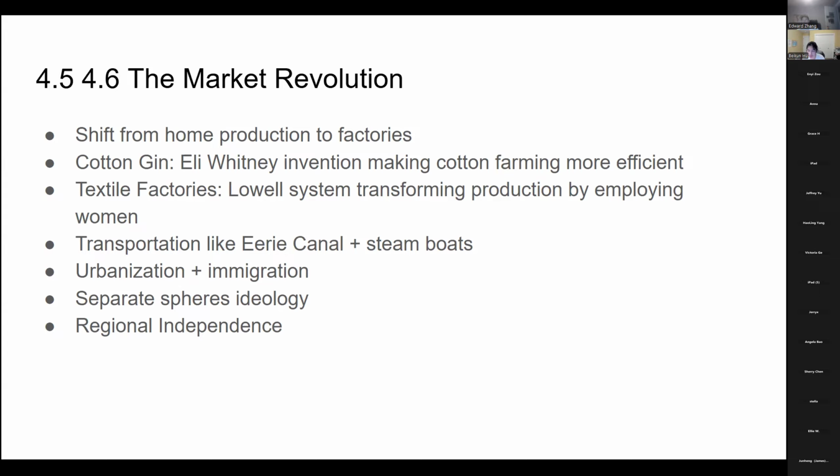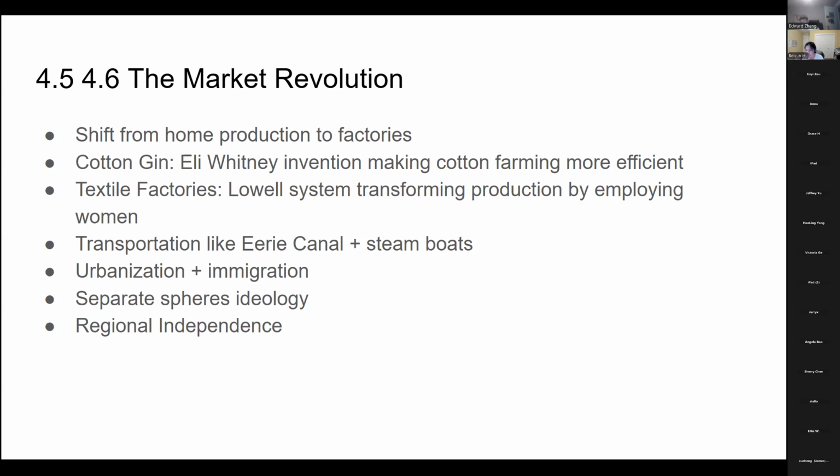Yeah, so the market revolution was the shift of production to factories, from textiles, right? It started with one key invention, the cotton gin, Eli Whitney's invention. It made farming cotton much more efficient and easier.